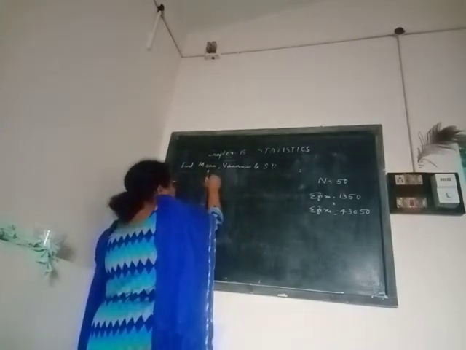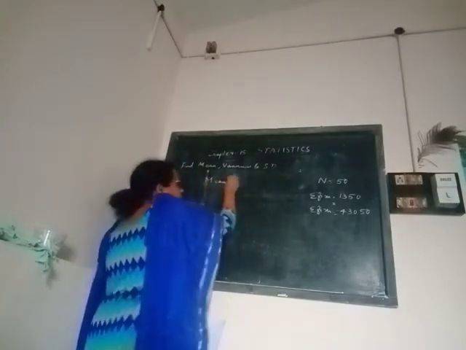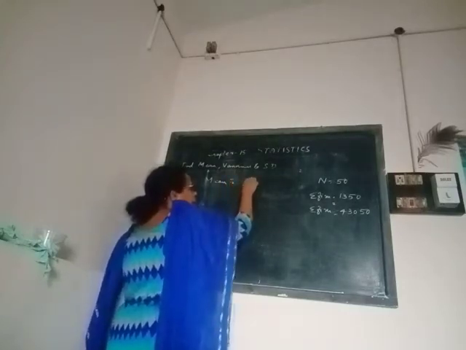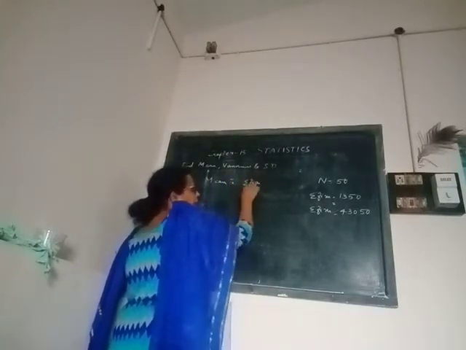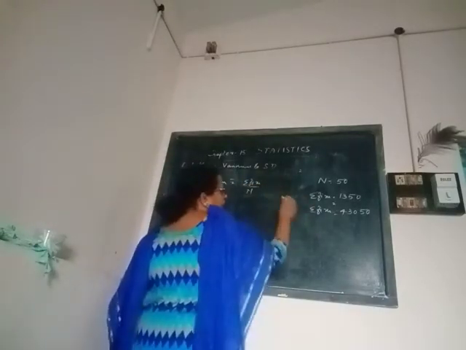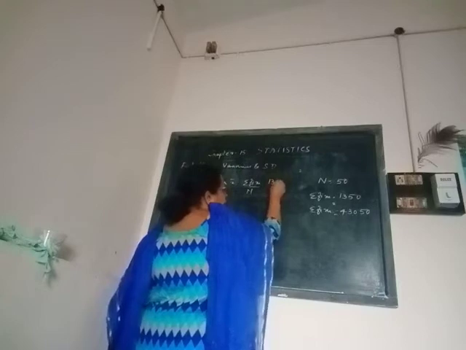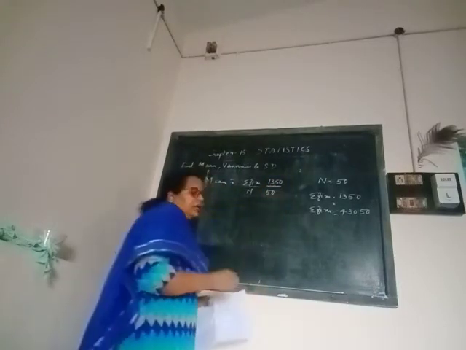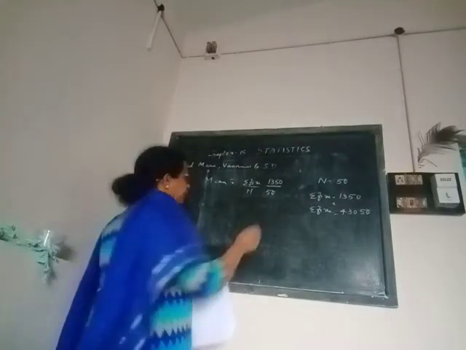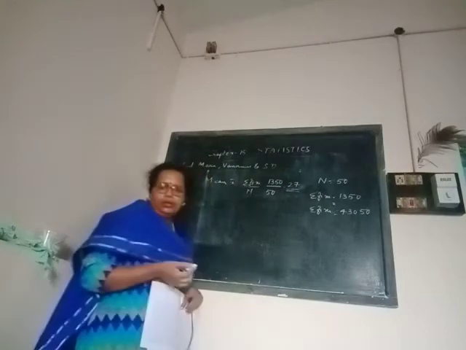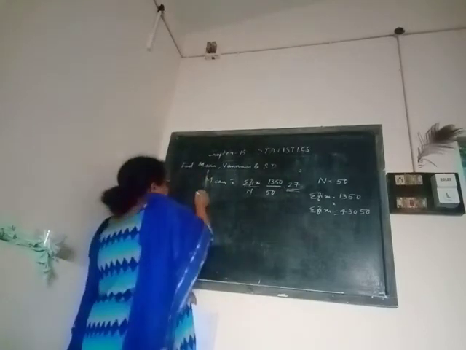Okay, now what is mean? Mean, always write the formula. Mean x bar is sigma fi xi divided by n. Sigma fi xi is 1350 divided by n, which is 50. 1350 divided by 50 is 27. So we got mean as 27.